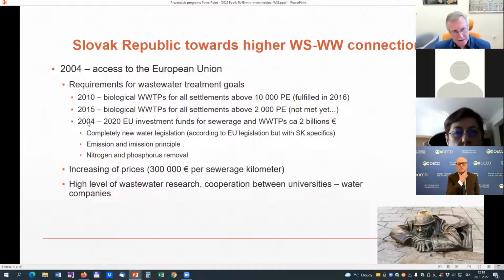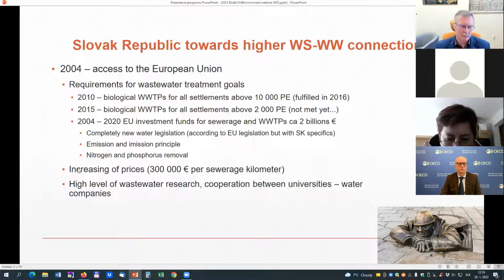Okay. During this time, before and after accession to the European Union, approximately 2 billion euro was invested in sewage and wastewater treatment plants. It's a huge amount of money, of course. And during this time, we completely renewed the water legislation according to EU legislation, of course with Slovak aspects. Our approach is based on the combined principle of emission and immission. It means both effluent and river quality must be used. And of course, nitrogen and phosphorus removal is a normal level of treatment technology in all our wastewater treatment plants. Also in the small, sometimes domestic, wastewater treatment plants have nutrient removal and so on.